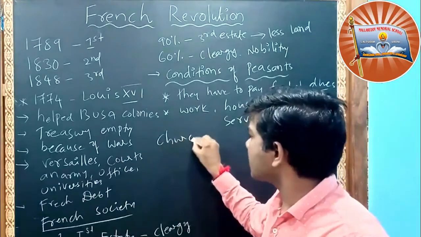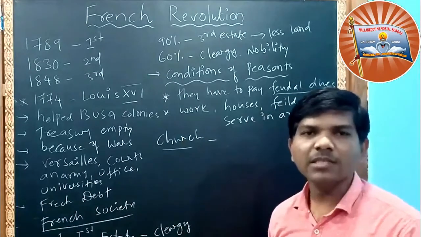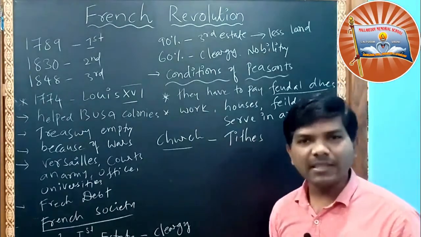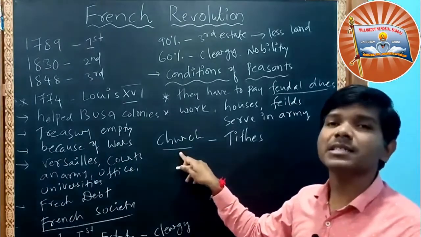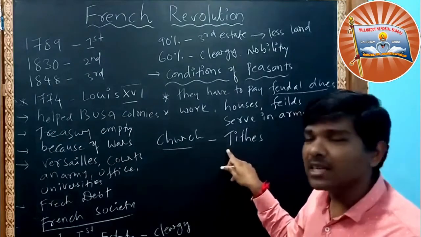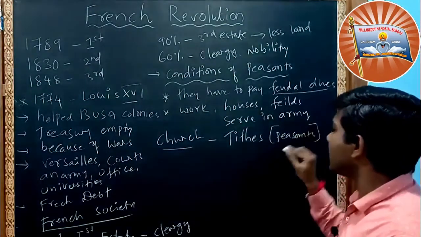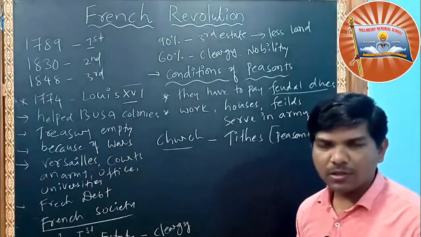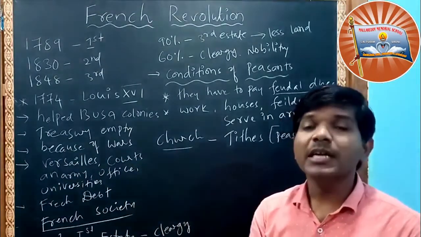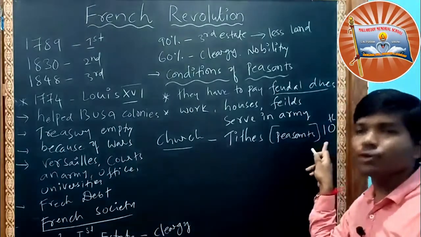Moreover, the church was collecting tax from the peasants. The tax name is tithes. Church collecting tax from the peasants. Who will pay? Peasants have to pay. It will be a tenth of the agriculture products. From the product you get, 10% you have to pay to the church. I am writing a tenth of agriculture produce.